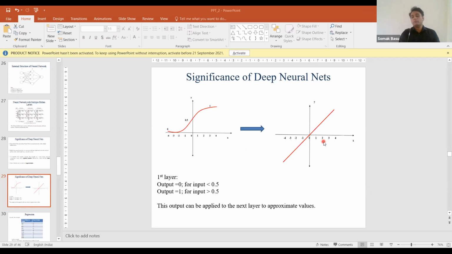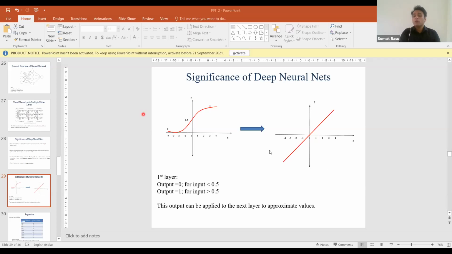Say it is 2.5 or 2.6. Since the fraction is 0.6, it will add 1. So 2 plus 1 is 3. It'll approximate it to 3. If it is say 2.1, so it's less than 0.5, it will be 0. So it adds to 2, and 2 plus 0 is 2 itself.